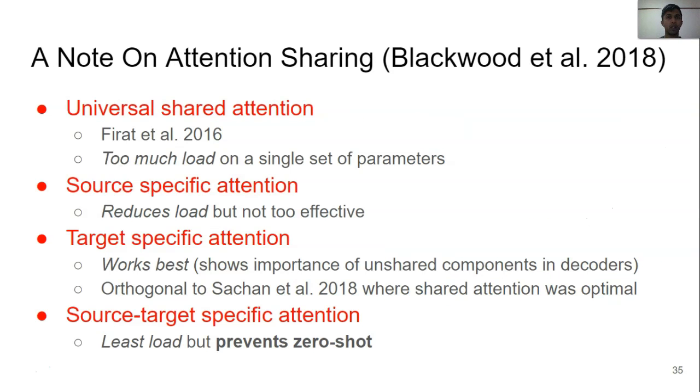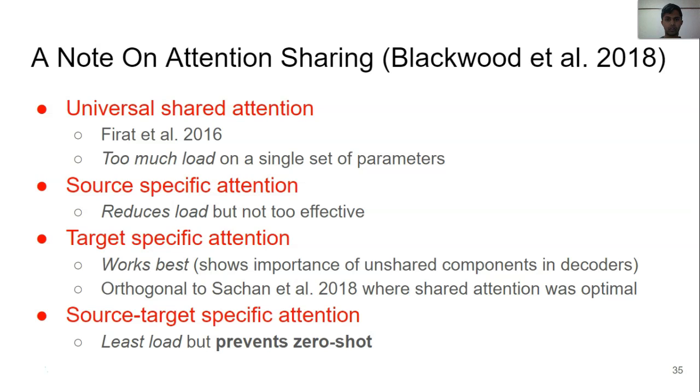Now that we're talking about language specific or language pair specific attention, it's important to talk about attention sharing. So now there is a universal shared attention mechanism proposed by Firat et al., which puts too much load on a single set of parameters because there are multiple encoders and decoders which share a single attention mechanism. Next, there is a source specific attention mechanism which can reduce the load, but it's not known to be effective, as shown by the work by Blackwood et al. in 2018. There is target specific attention.